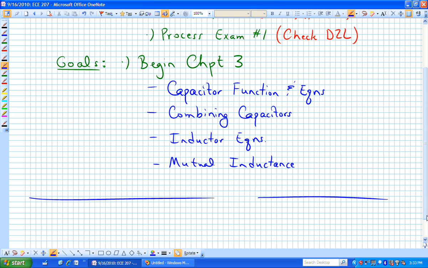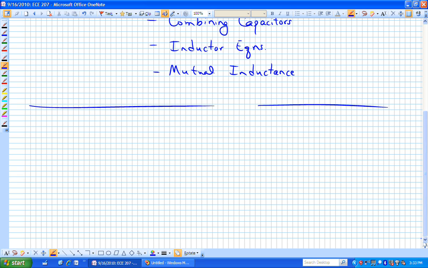Let's try to see why that is the case. But before we do that, let's just look functionally at how these capacitors operate, or the functional operation of a capacitor.